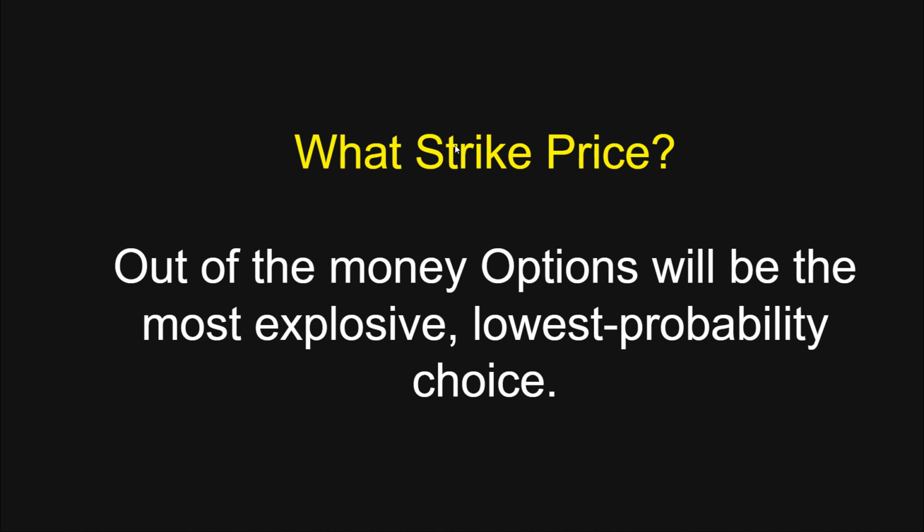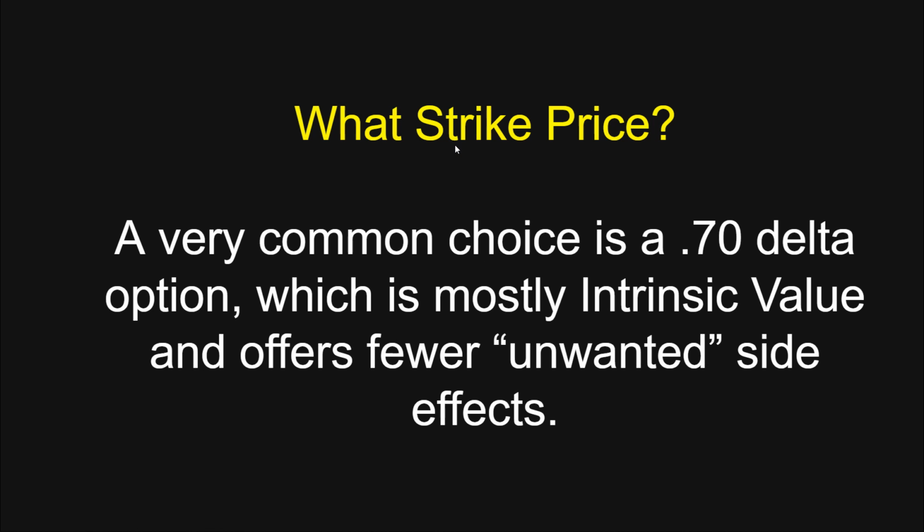Out of the money options will be the most explosive. So you can come up with all kinds of examples about, wow, look at this. When we had this huge move here, if you'd bought this option and if you'd sold it up here, you would have made a 1,000% gain. So there's no doubt about that. They're explosive. But trying to come up with the exact right time and place to buy them is extraordinarily difficult. So they are the most explosive, but they're also the lowest probability choice.